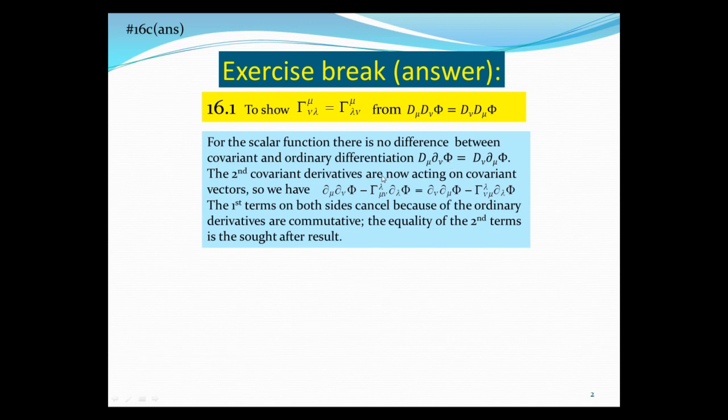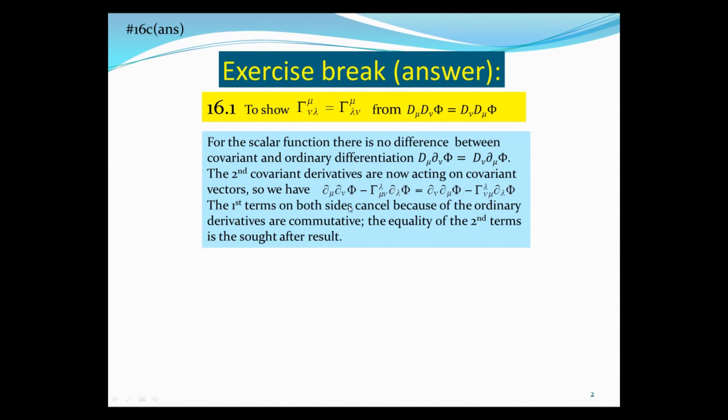And now, the second one you cannot replace, because this is now a tensor, no longer a scalar. I mean, del nu phi is a tensor, so you have to apply the formula for the covariant derivative on a covariant vector. So both sides become this. Besides the ordinary derivative, there's also a Christoffel symbol term that comes in.